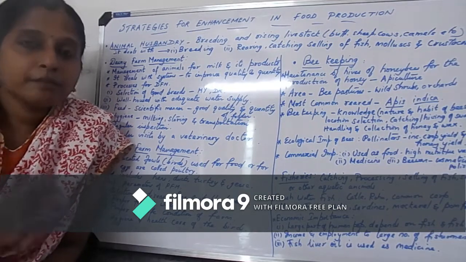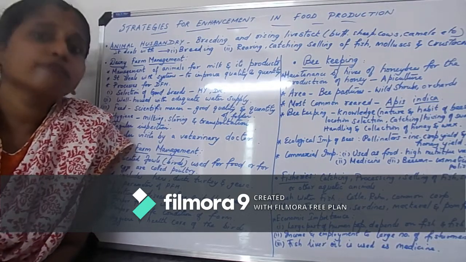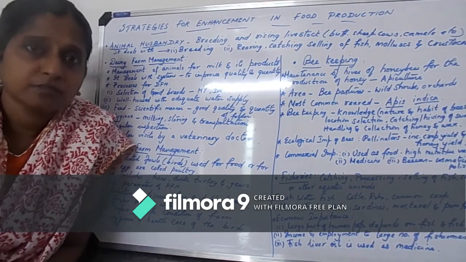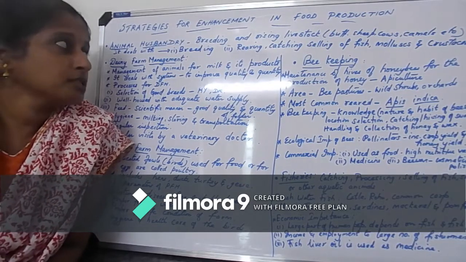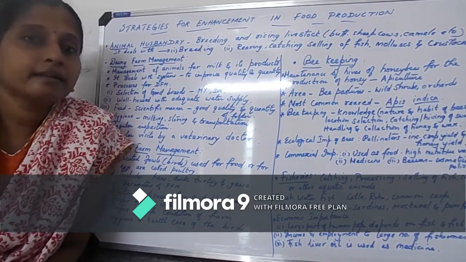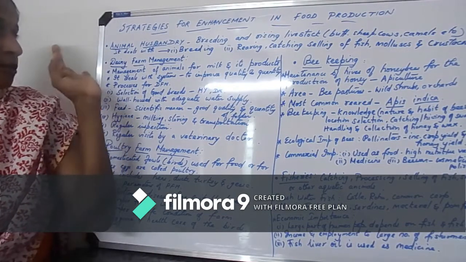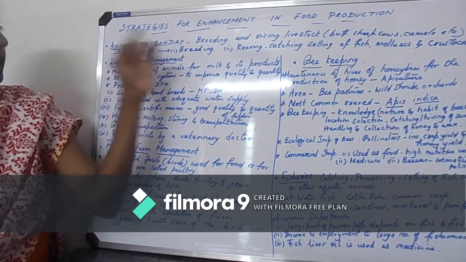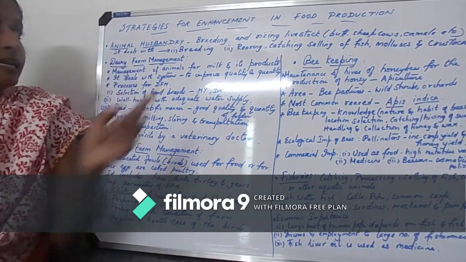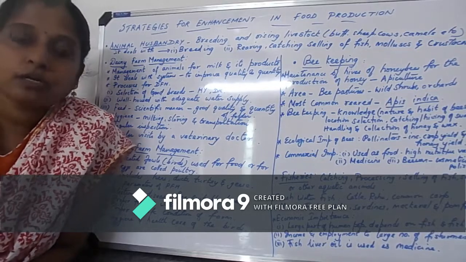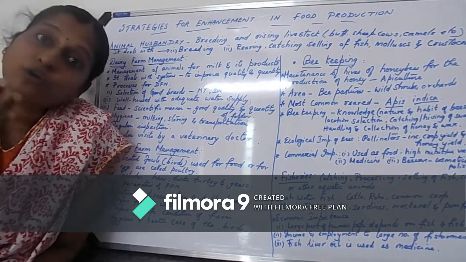So in animal husbandry, we are dealing with breeding and raising livestock for human consumption. We are the ones who are going to consume the food, isn't it? So for human consumption, we breed and raise livestock, and that is called animal husbandry. They are dealing with breeding. In order to get a good yield, obviously I should have a good breed.